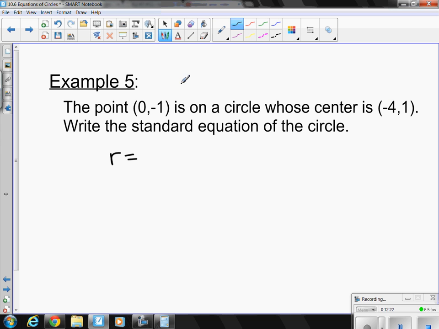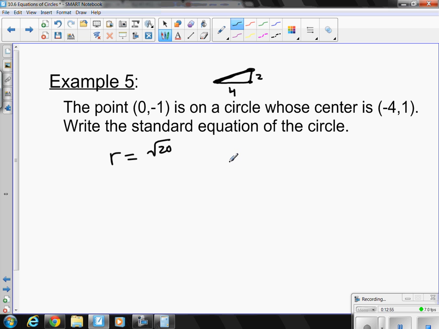So in my x direction, I went from 0 to -4. That's the length of 4. My y direction, I went from -1 up to 1. So that's a length of 2. So my radius is going to be 4 squared plus 2 squared, or 16 plus 4, the square root of 20.